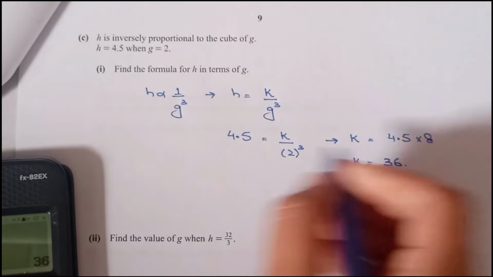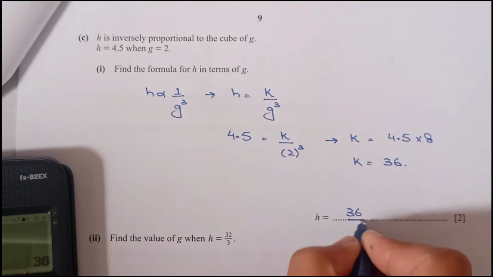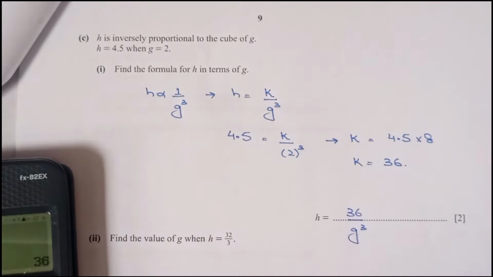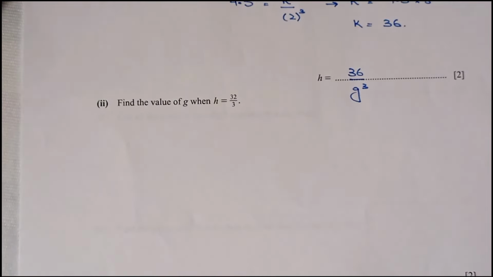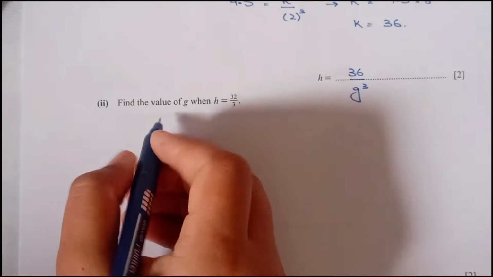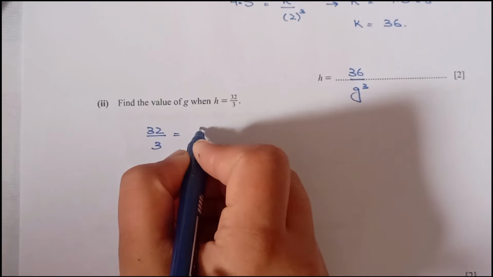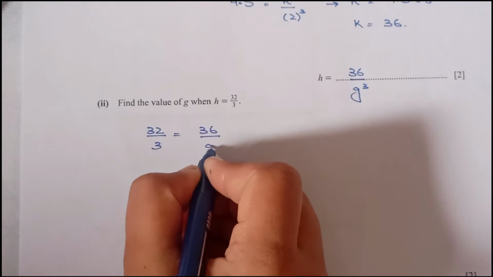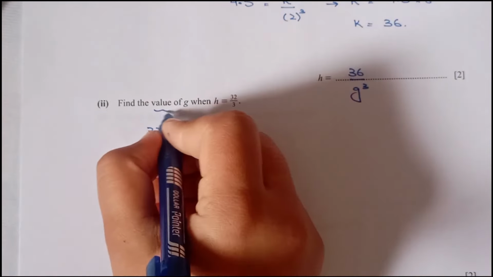Okay, so when k is 36, just substitute k over here. So h would be equal to 36 divided by g cubed. This is the formula. Now for the second part, find the value of g when h is 32 divided by 3. Just substitute h equals 32 divided by 3 over here. This would be equal to 36 divided by g cubed. Now we need to find the value for g.